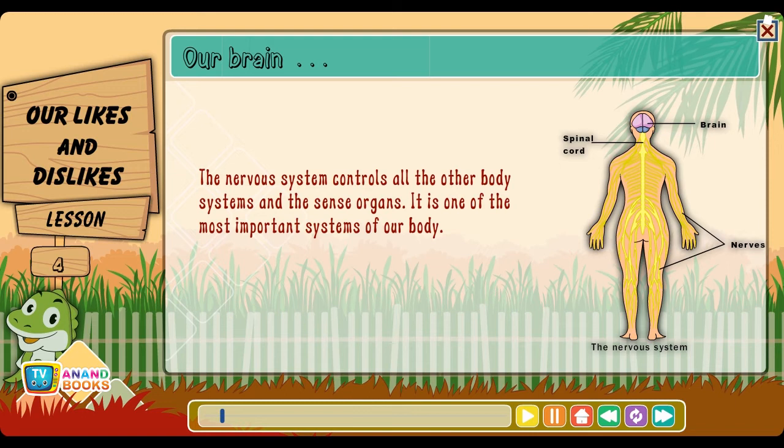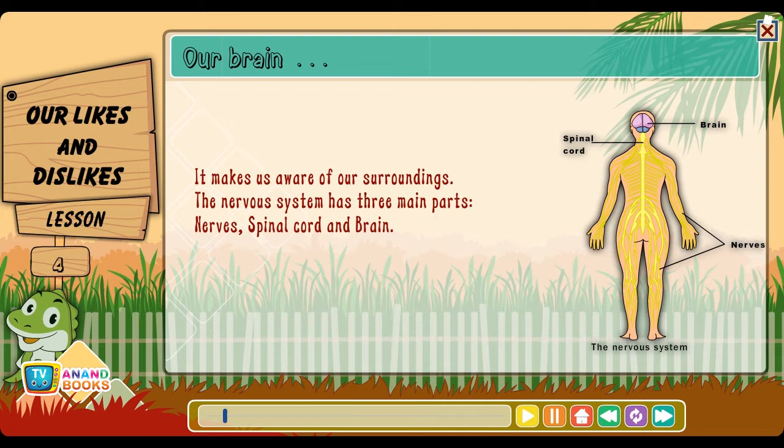It is one of the most important systems of our body. It makes us aware of our surroundings. The nervous system has three main parts: nerves, spinal cord, and brain.